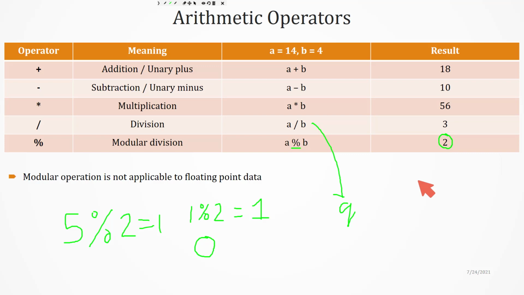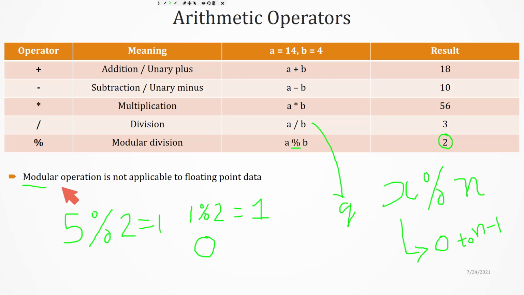So when I apply a modular operation on some value x, that is x mod n, the result will always range from 0 to n minus 1. When I apply x mod n, the result always ranges from 0 to n minus 1. You just remember this point, it will be helpful when we write the programs.